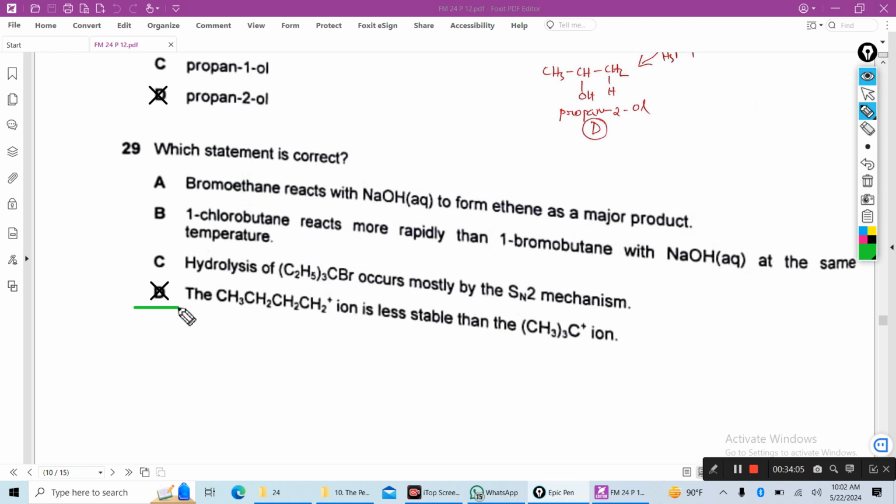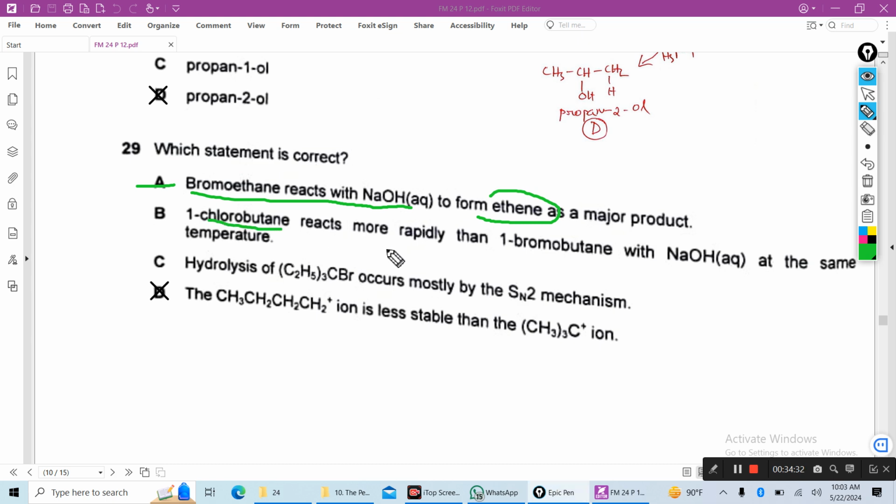So D is the right answer. This positive carbon is attached to only one carbon, so this is a primary carbonium ion. This positive carbon is attached to 3 alkyl groups or 3 carbons, so this is a tertiary carbonium ion. Why is A wrong? Bromoethane reacts with sodium hydroxide to form ethane? No, ethanol will be produced, so this is wrong.